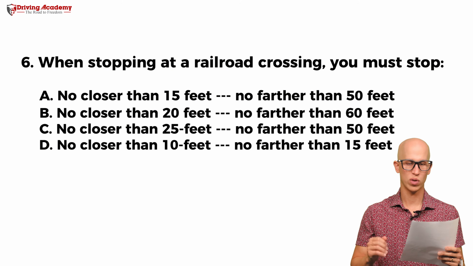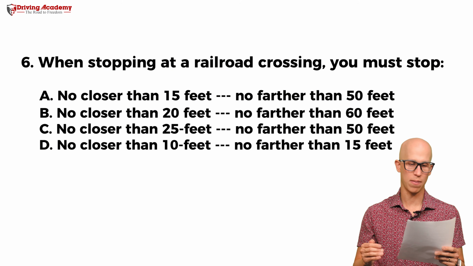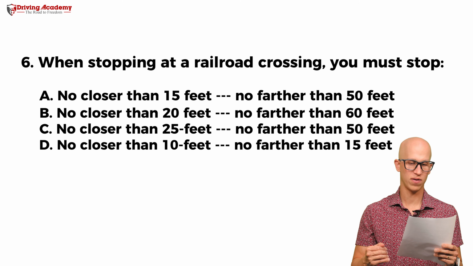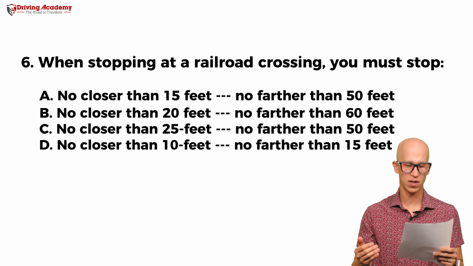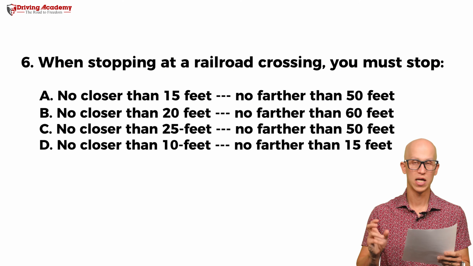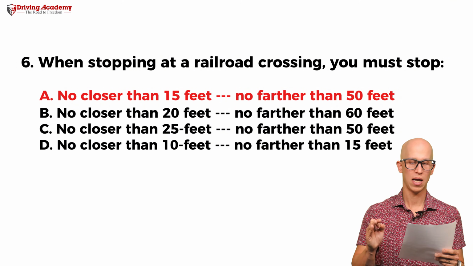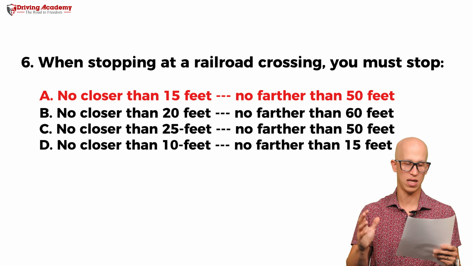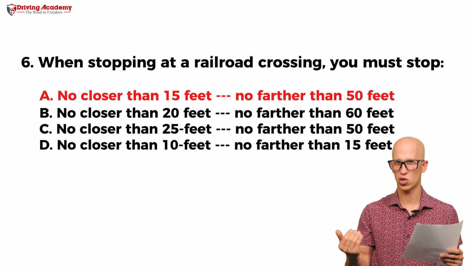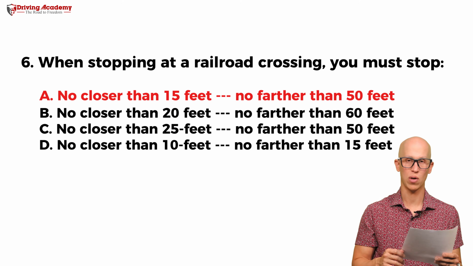All right, so the next question. When stopping at a railroad crossing, you must stop A, no closer than 15 feet, no further than 50 feet. B, no closer than 20 feet, no further than 60 feet. C, no closer than 25 feet, no further than 50 feet. Or D, no closer than 10 feet, no further than 15 feet. The correct answer here is going to be A, in between 15 and 50 feet is going to be the actual distance that you want to do. There's no real explanation behind it. It's just something you have to memorize.